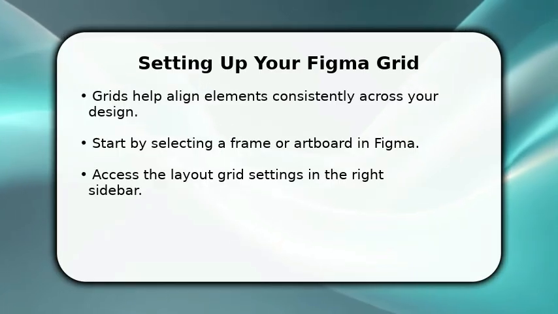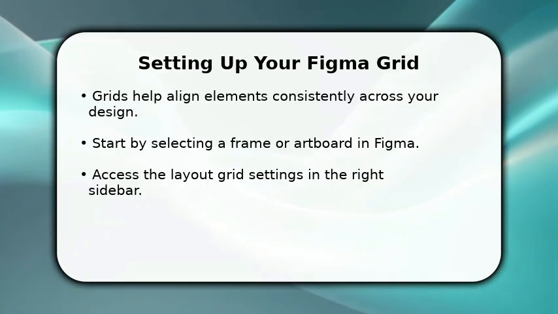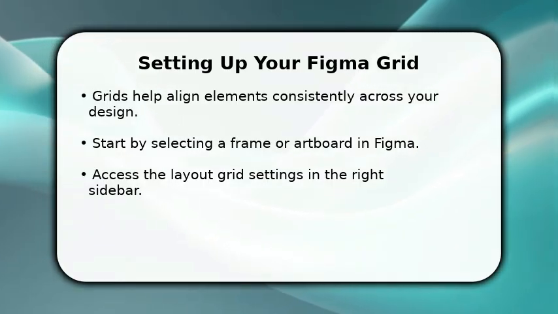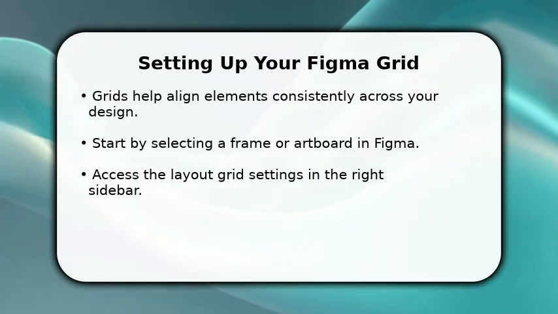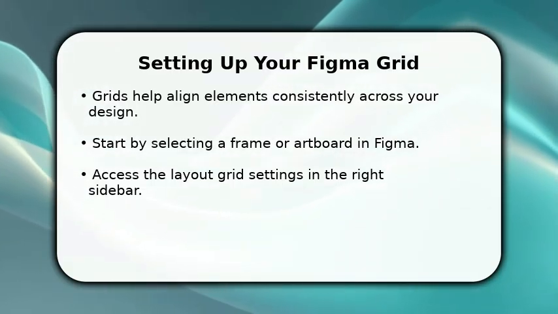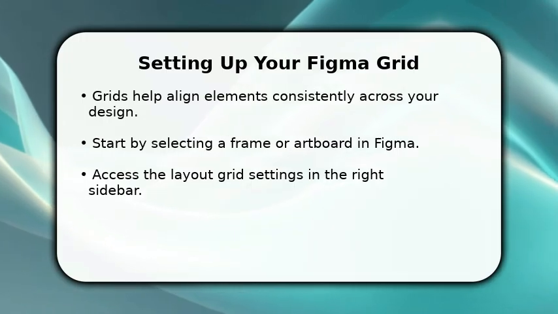In this video, I will explain how to create a grid in Figma. First, select the frame or artboard where you want to apply the grid. Look for the Layout Grid section in the right-hand Design panel. Click the plus icon to add a new grid.